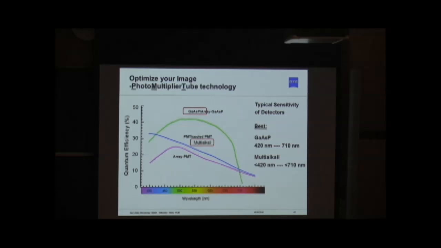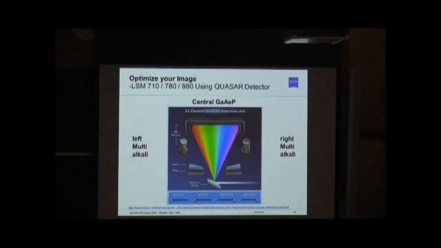The way ZEISS makes use of these different sensitivities is that we have a detector unit called the Quasar detector, where we have a central GaAsP detector, which is flanked by two multi-alkali detectors, left and right of the GaAsP detector. And what you can do in the software very easily is move these small sliders that you're probably all aware of.